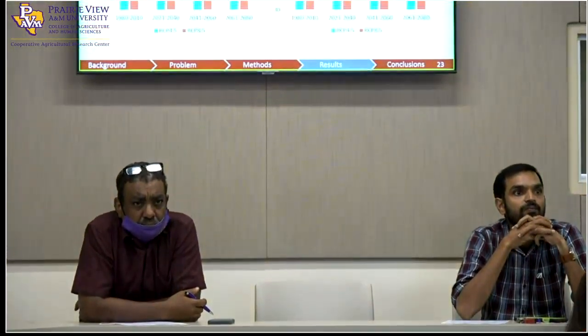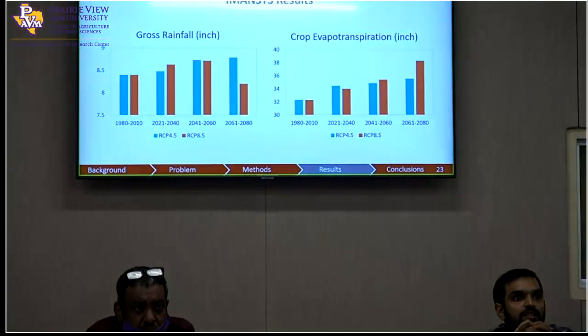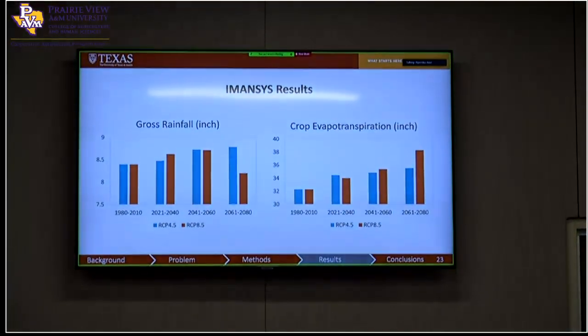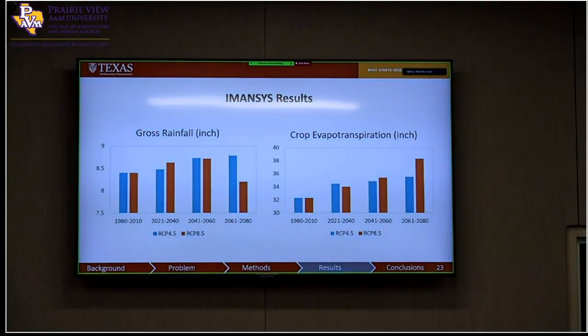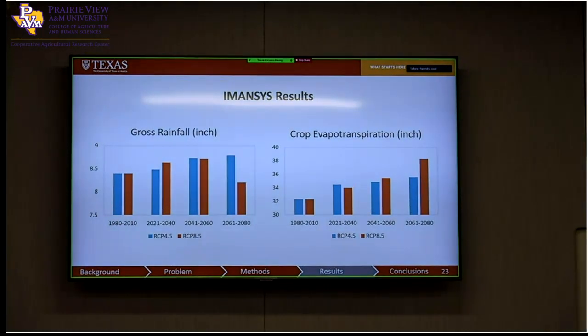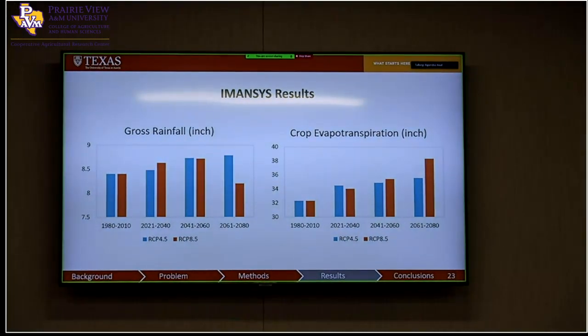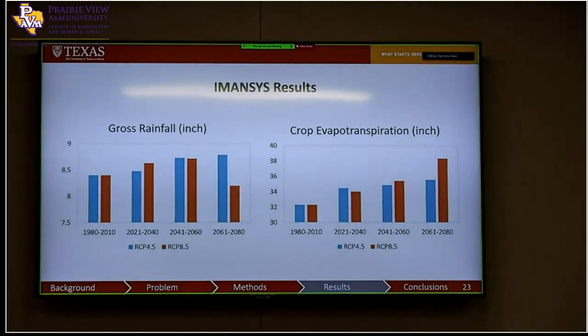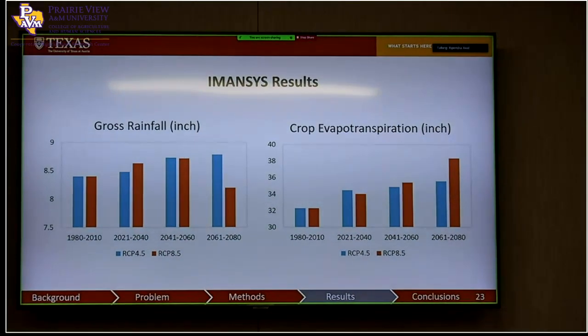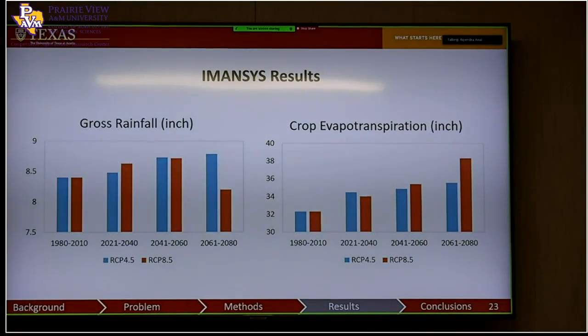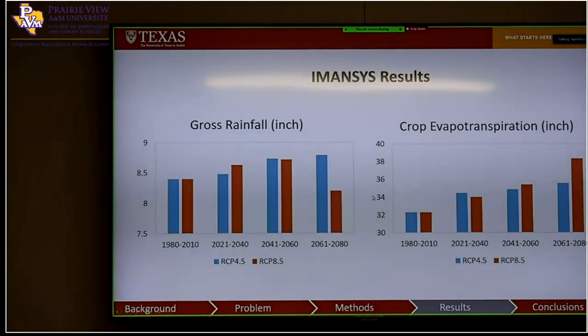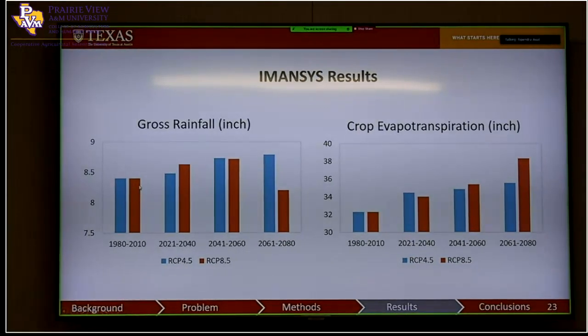Okay, so now we're going to go over basically the results that we found. So IMAN-SYS gives you many different outputs, and we just chose the ones that we thought would be an accurate reflection of what we did and most relevant to the study. So that's why we graphed the total gross rainfall and the crop evapotranspiration. So basically, the first 2 columns that you see, the 1980 to 2010, that's just there to give us what the baseline conditions are so that we can compare the rest of the time series to that one.